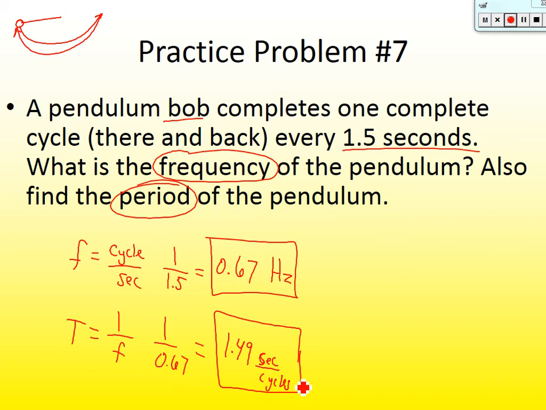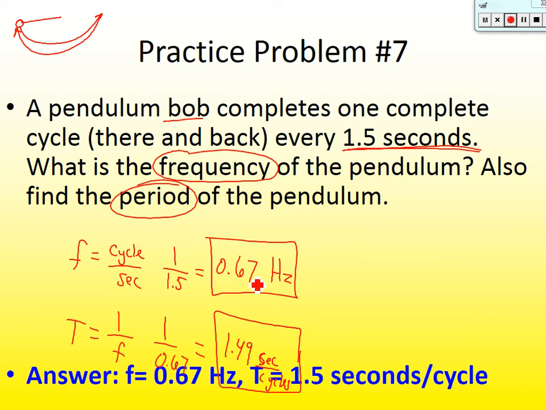But guys, didn't it tell us that in the problem? That it took 1.5 seconds for every cycle? Yeah, so you could have got that from there. Why is this a little bit lower than 1.5? Because we rounded the frequency here. Yep. Okay, and we got it right.